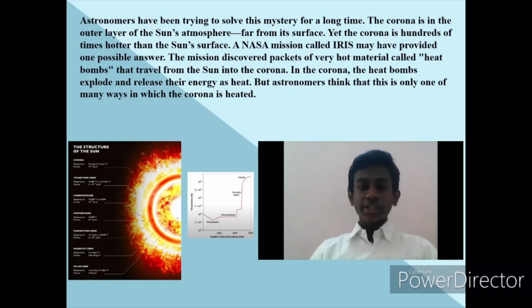A NASA mission called IRIS may have provided one possible answer. The mission discovered packets of very hot material called heat bombs that travel from the sun's surface into the corona. In the corona, the heat bombs explode and release their energy as heat. But astronomers think that this is only one of many ways in which the corona is heated.